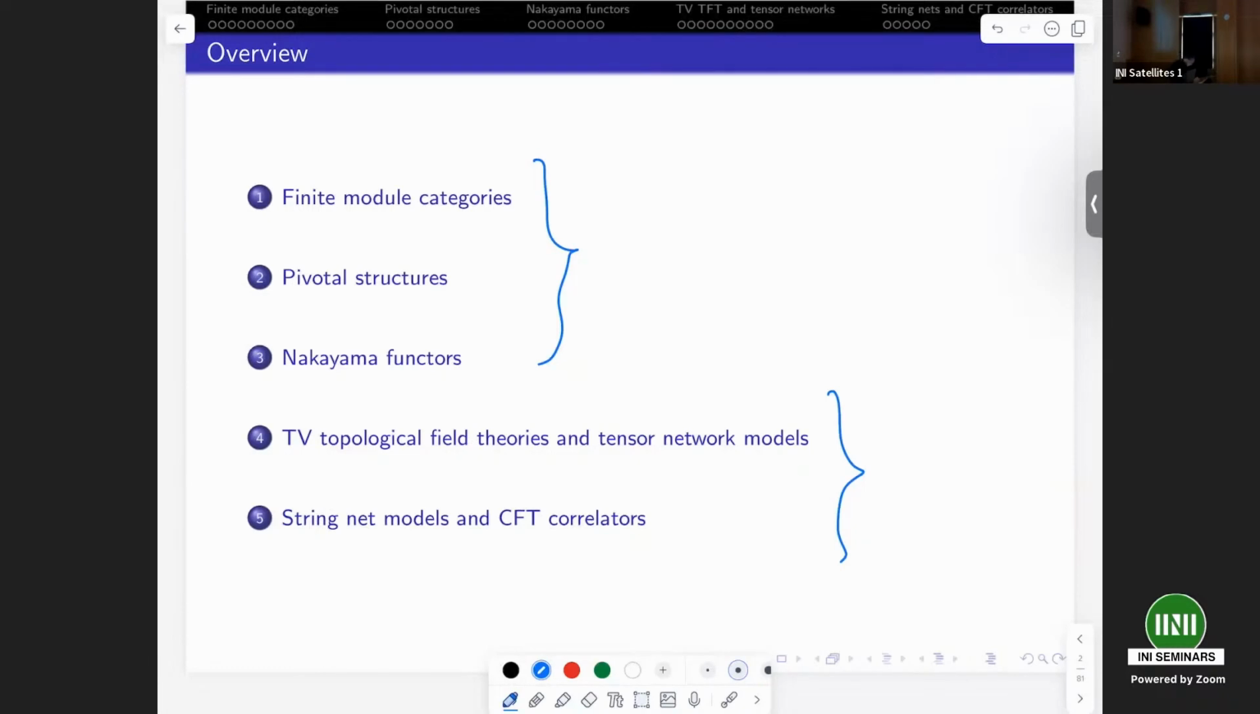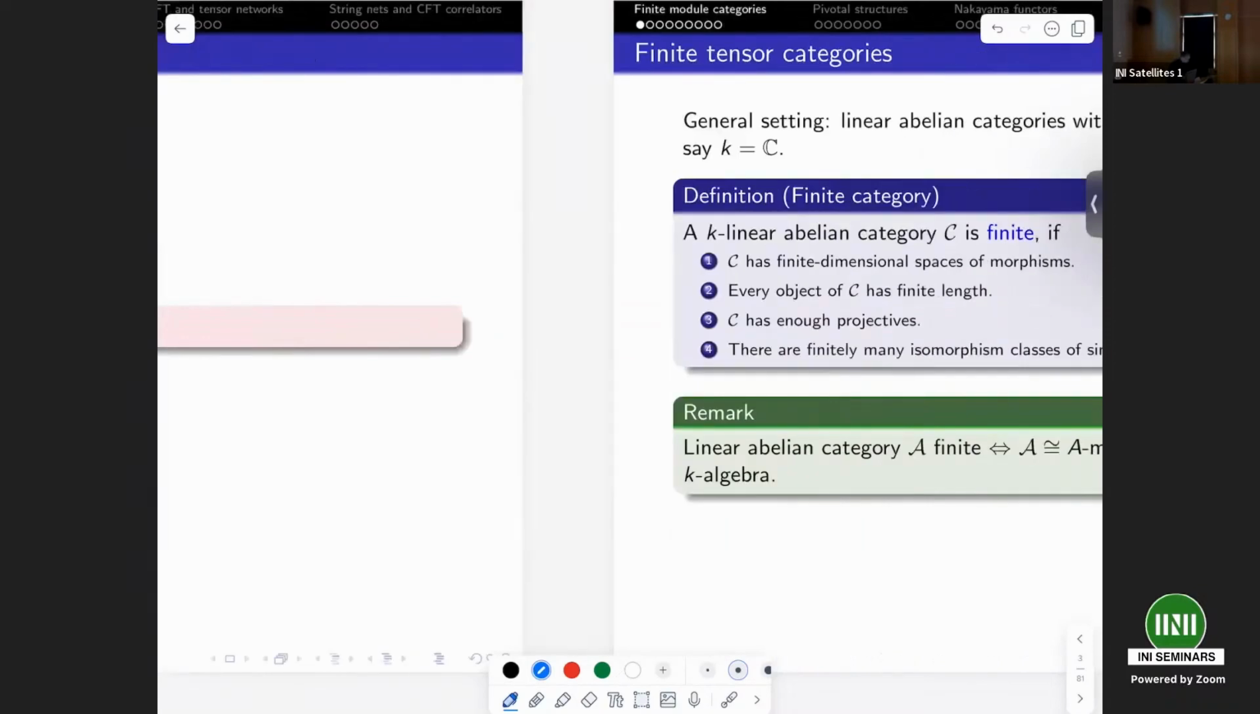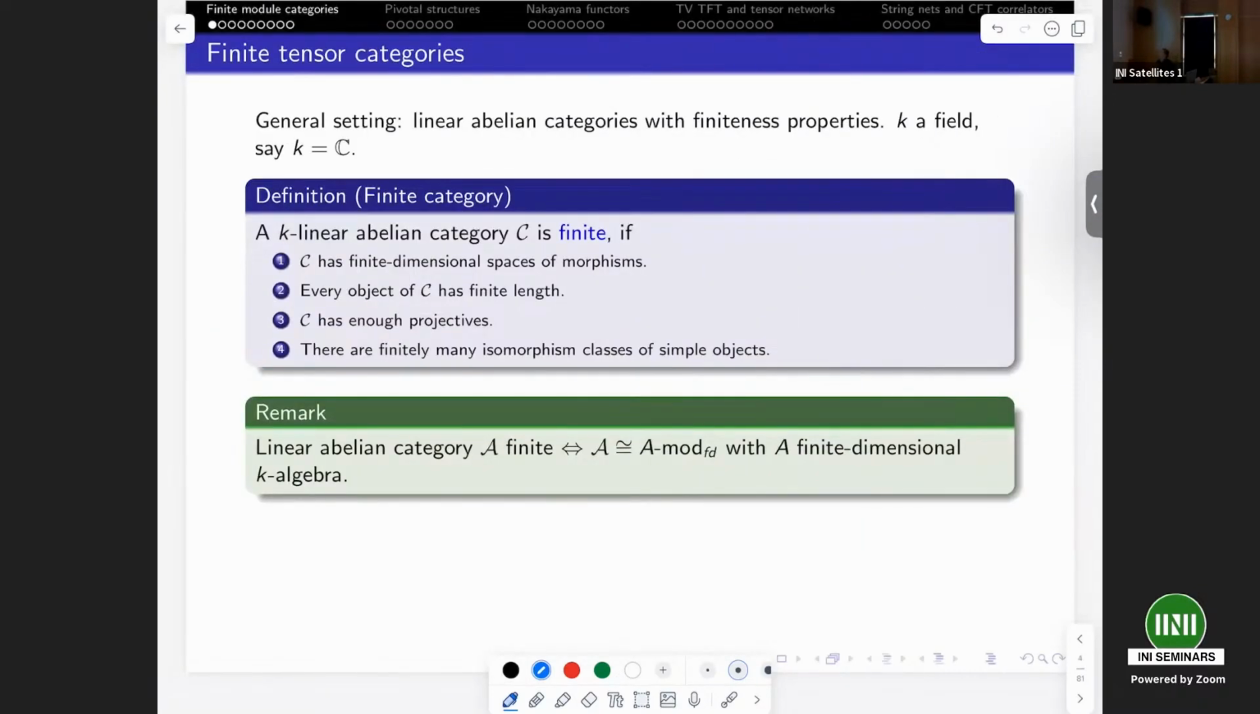Cool. So I should define the setting. The setting is finite tensor categories and finite module categories. And we've seen a lot of this in earlier talks, there's a small delay between my iPad and the slides, but still let me quickly go through this.